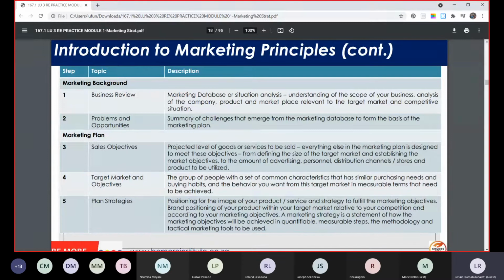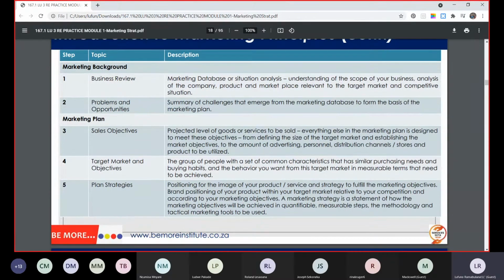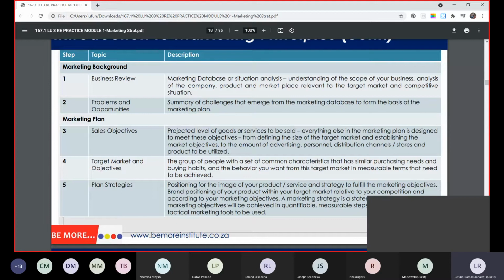So we've touched on the business review, marketing database, and situation analysis. This is about understanding the scope of your business and analysis of the company, the product, and the marketplace relevant to your specific target market and your competitive situation. Who are your competitors around? The problem and the opportunity would be the summary of the challenges that emerge from the marketing database to form the basis of the marketing plan.